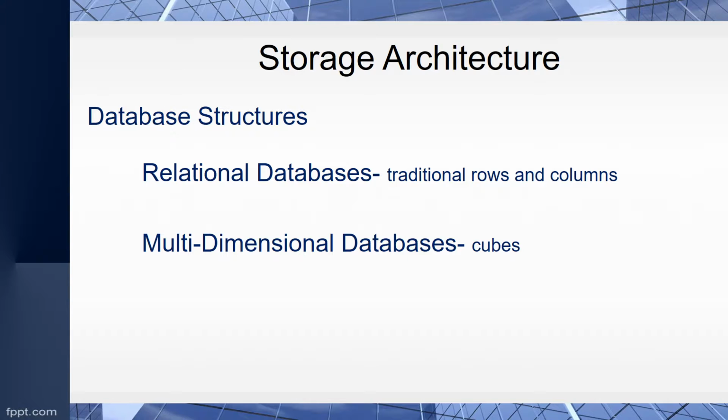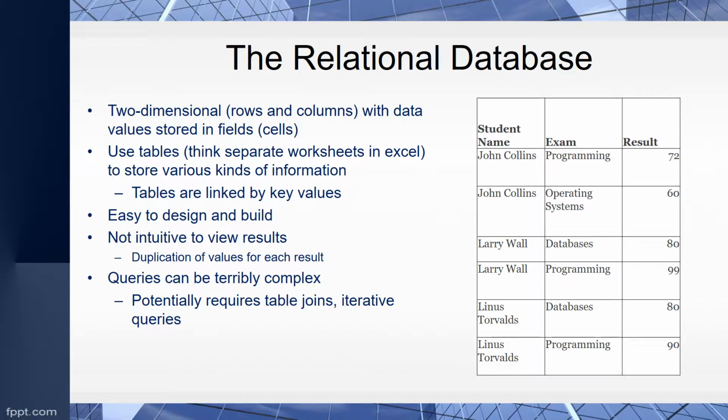As mentioned previously, storage architectures come in two flavors: relational databases with their traditional columns and rows, and multi-dimensional databases, which store data in something called cubes. Looking at the relational database, we see it is a two-dimensional database consisting of rows and columns, and the values are stored in the fields at the intersection of those rows and columns. Relational databases make use of tables to store data in different formats and use key values in each table to link those tables together.